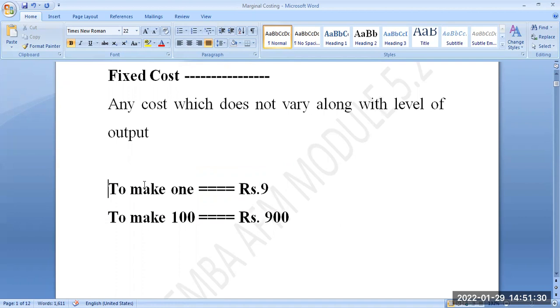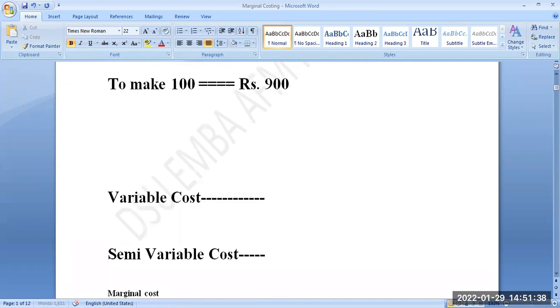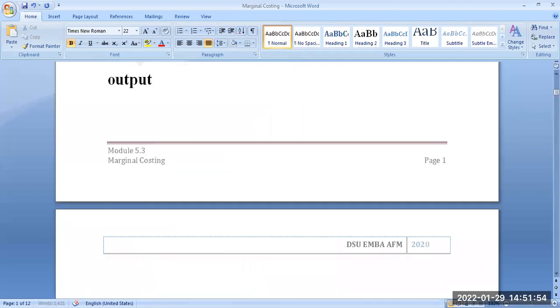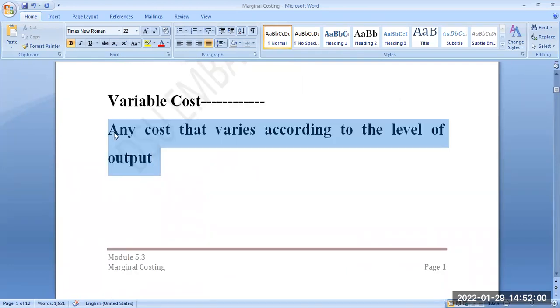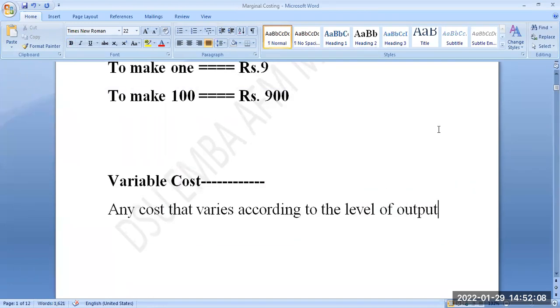Okay. So raw material cost is an example of variable cost. Then what is variable cost? Any cost that varies according to the level of output. If output increases, the cost of such an element also increases. If that is the nature, that cost is a variable cost. An example of variable cost is raw material cost. All direct costs are variable costs.